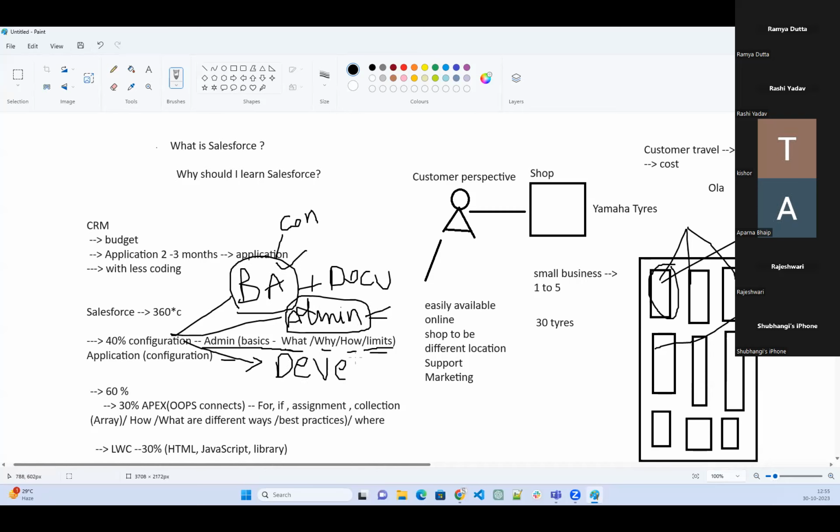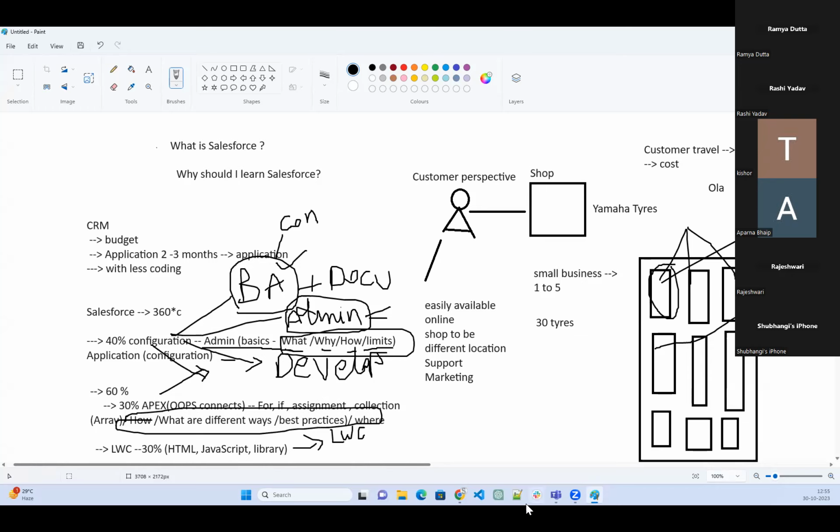When it comes to developers, there are two kinds. One is where you know configuration and Apex. Another is where you know LWC. Now you have different phases. Whatever we are teaching, we will teach at the very basic level. If you know how to use it, why to use it, what the purpose is, and what the limits are, and you understand this in development, then it is easy to crack either an interview or any program.